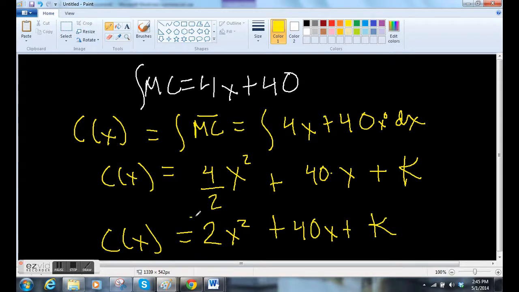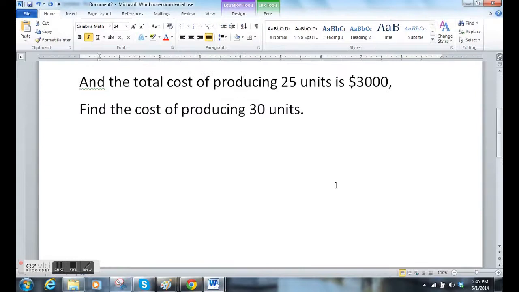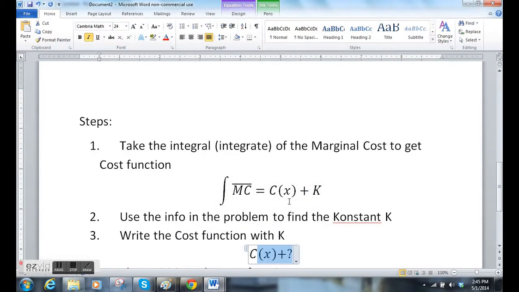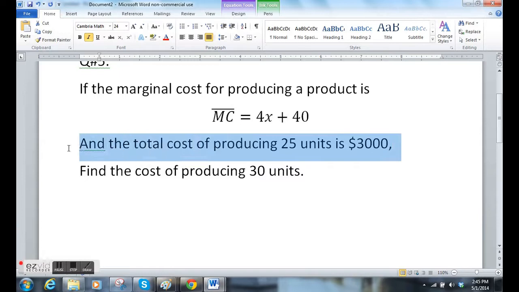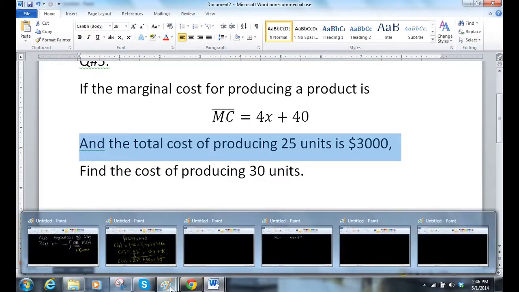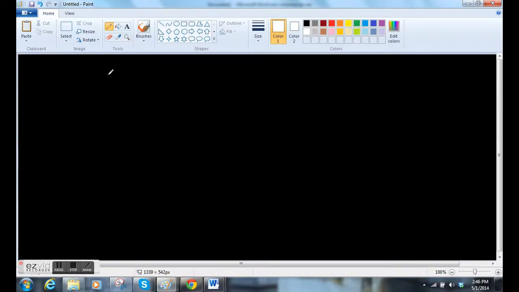So this is step 1. We got our cost function, but it's not great because we have this k, and we have to solve for that. Remember our steps: Step 1, integrate the marginal cost. Step 2, use the info in the problem to find the constant, k. So what information do we have? This, right here. This is why they include this second line: the total cost of producing 25 units is $3,000. You can use that information to find the constant.